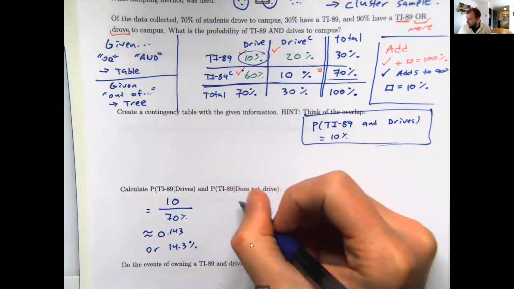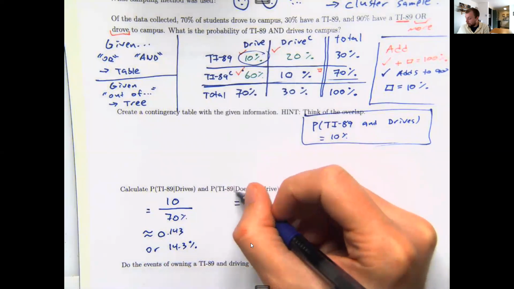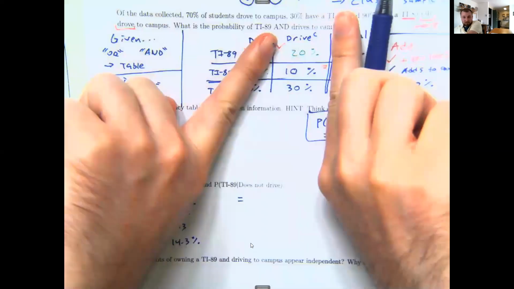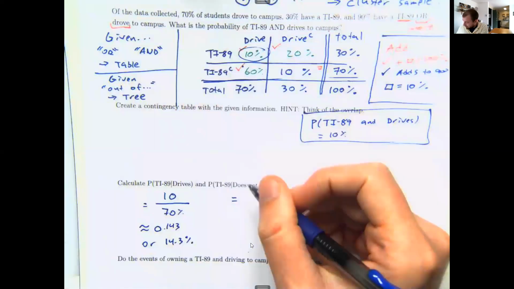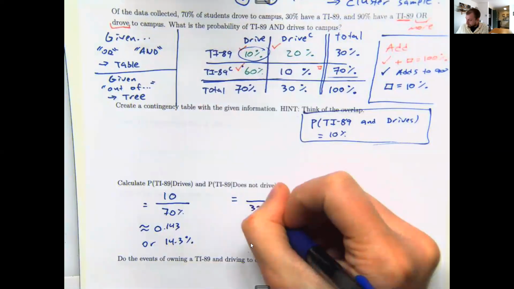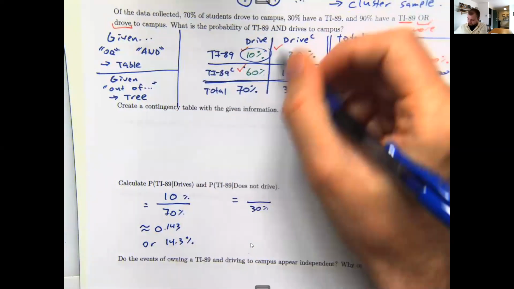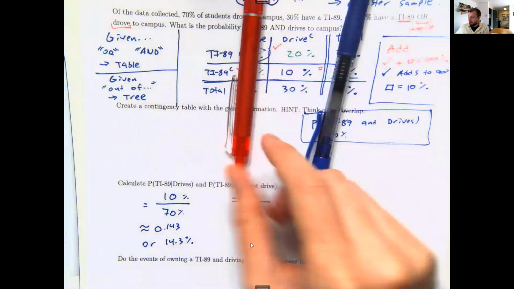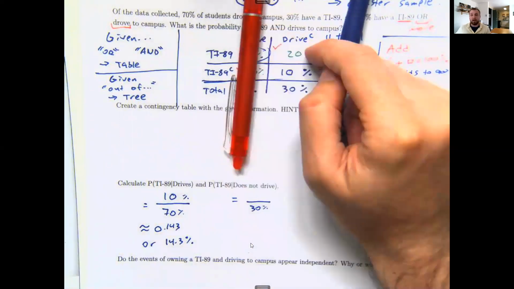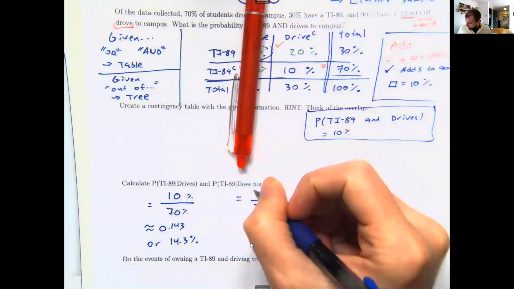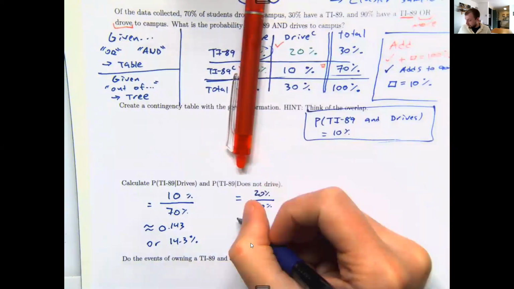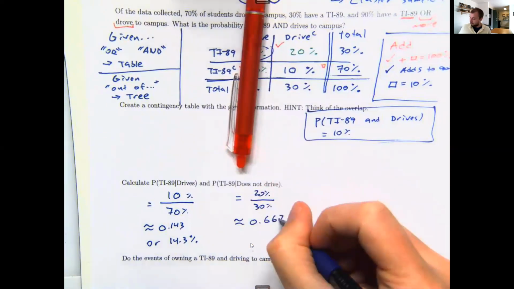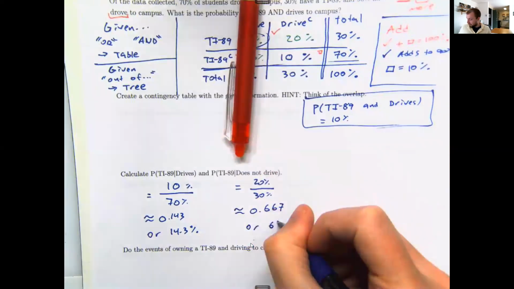Let's compare this to the probability of having a TI-89 out of those people that do not drive. So I'm looking at the second column, they do not drive. So this is out of that 30. Out of this 30, and I'm only looking at that column, the amount of TI-89 that exists is 20 out of 30. Rewriting this as a decimal, this is 0.66 repeating, or 0.667 if I round a little bit, or 66.7%.